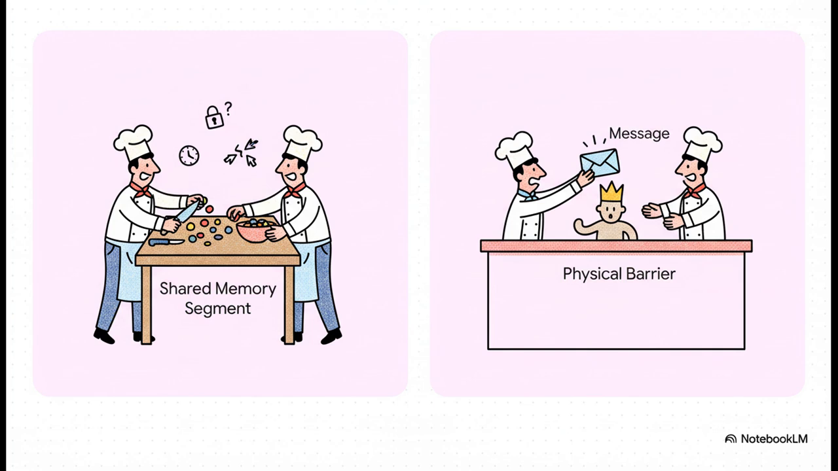It's incredibly fast, but you can imagine the problem, right? The chefs have to be really careful not to get in each other's way. The other way is message passing. This is literally just shouting across the kitchen. It's a bit slower, but it's much safer because the head chef, the OS, acts like a moderator, making sure the message gets delivered properly.